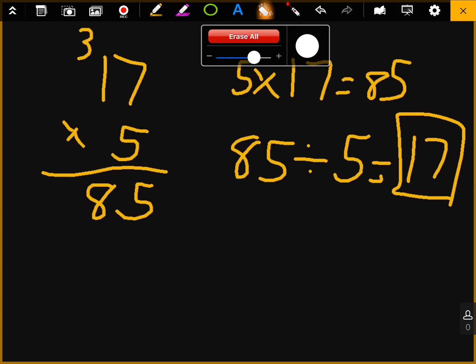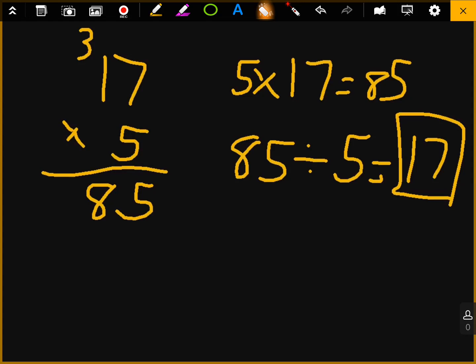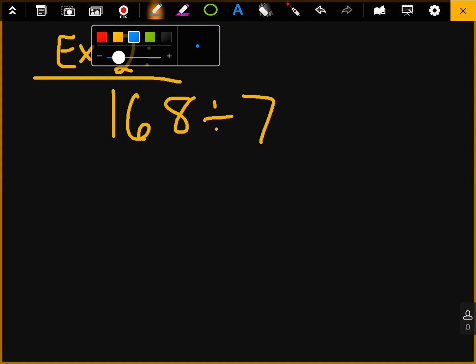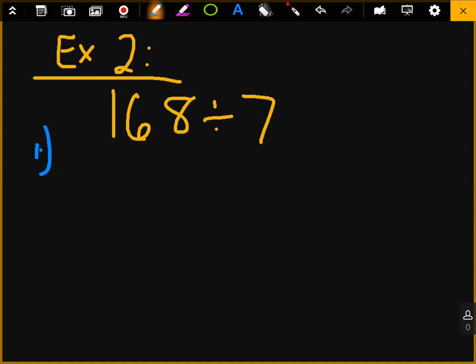Okay, I'm going to give you example number 2. You can pause this if you need to finish writing step 4. All right, example 2. Get a little more complicated, not too much though. 168 divided by 7. So, the first step, step 1, you want to turn this into a multiplication problem. 7 times blank equals 168.